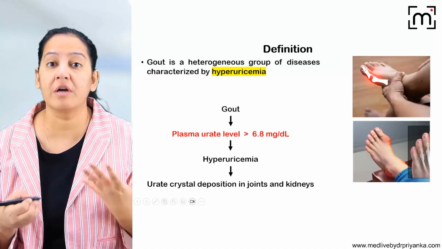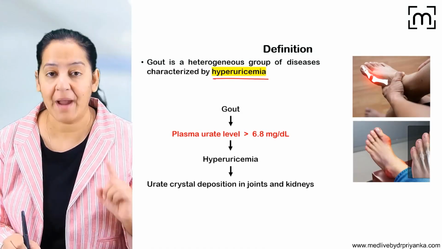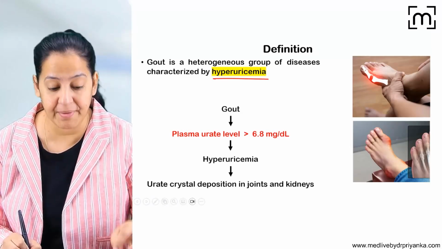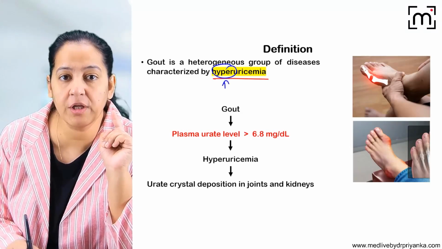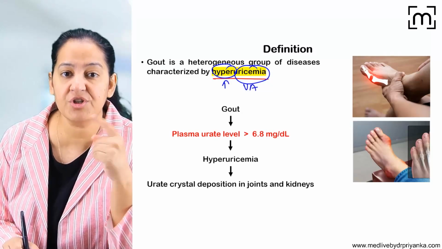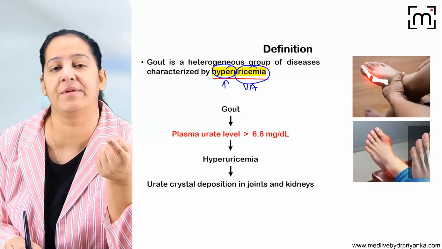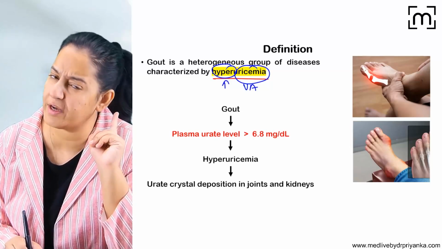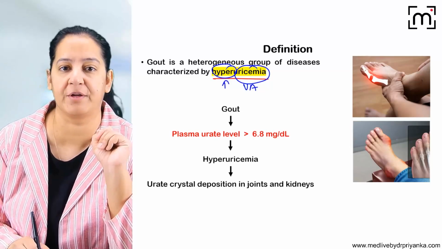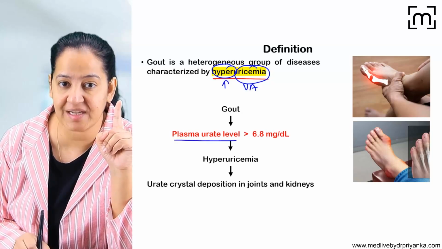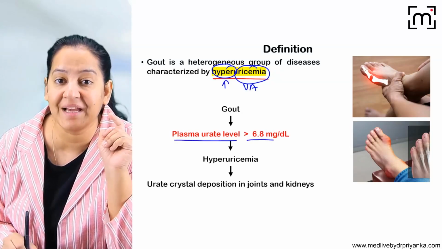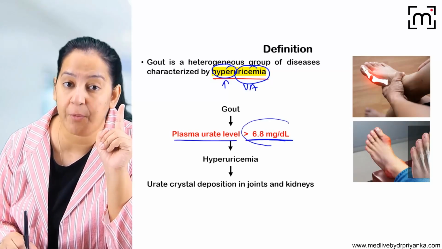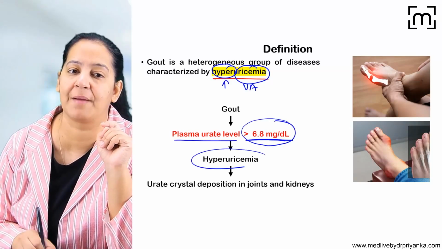What is the definition of gout? Gout is hyperuricemia. I mean, when the uric acid concentration in the blood, in the serum, is more, it is hyperuricemia. Hyper means more, uricemia means uric acid. So when the concentration of uric acid is more, that is hyperuricemia, and hyperuricemia is gout. Gout is a heterogeneous group of diseases. In all of them, there is one common feature, that is hyperuricemia. So when the plasma urate level is more than 6.8 milligram per deciliter, please learn the value, it is known as hyperuricemia.